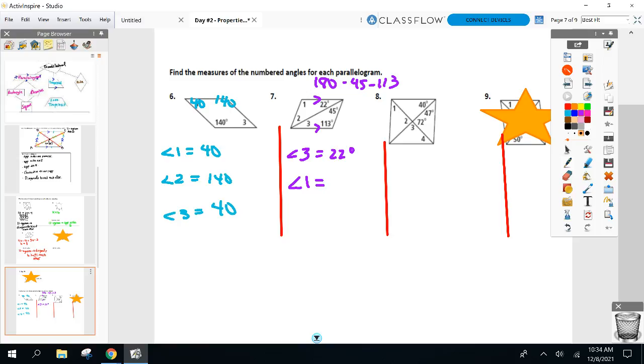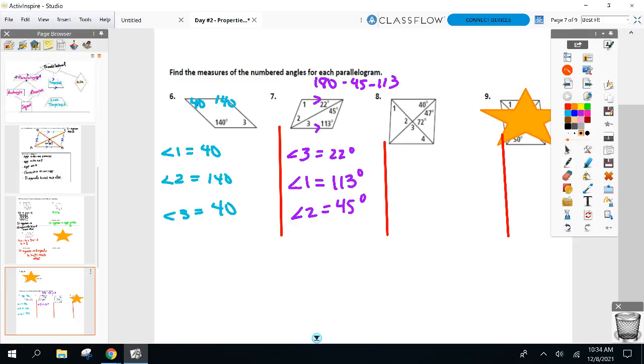Angle 1, 113. Angle 2, 45. Oh yeah, then this one, yeah, 45. Yep, gotcha. It's alternate interior. And then what else do I have? Angle, that was it. 1, 2, 3.